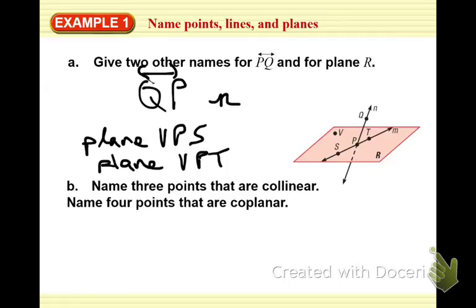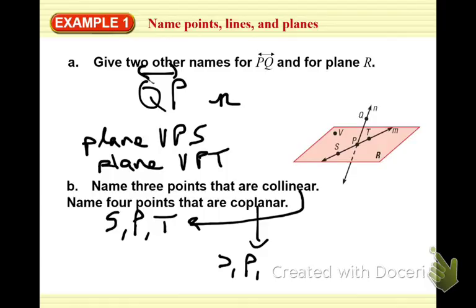All right. Name 3 points that are collinear. Go. SPT. Good. How about 4 that are coplanar? How about 4 that are coplanar? Yes, please. Tova? SPTV. SPTV works. Good. Any issues, questions there?